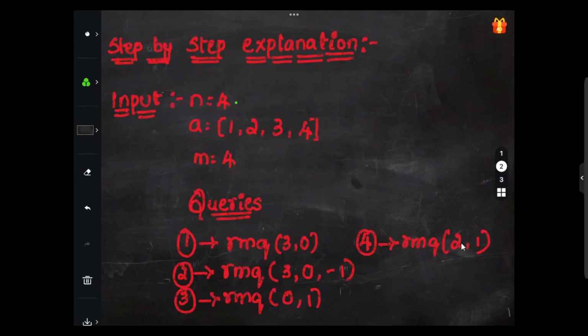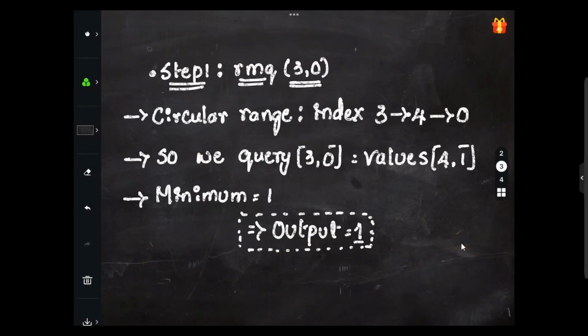Same thing, we have been given input n equals 4, A equals 1 2 3 4, m equals 4, and these are the four queries. This is RMQ of 3 0, minus 1, 0 1. This is the increment part. It consists of one extra element, minus 1 here, nothing but the value. Along with LF and RG, it consists of the value as well. Right, so let's move on with the first step here.